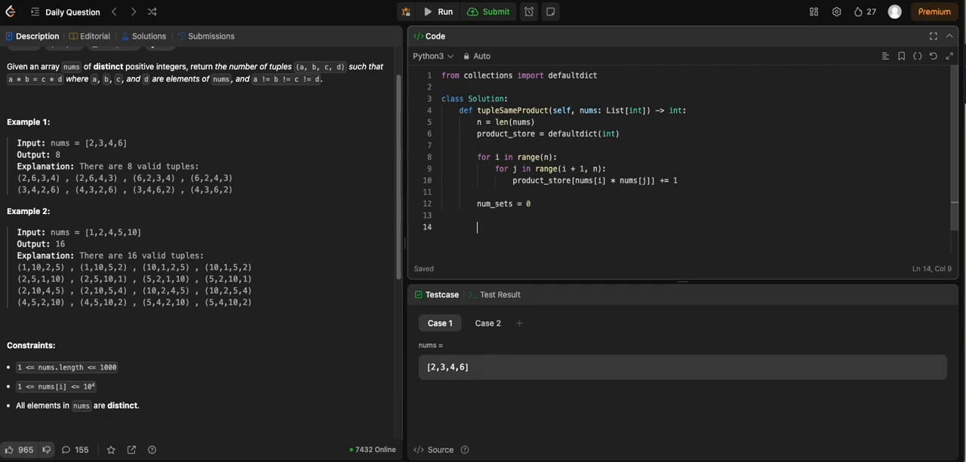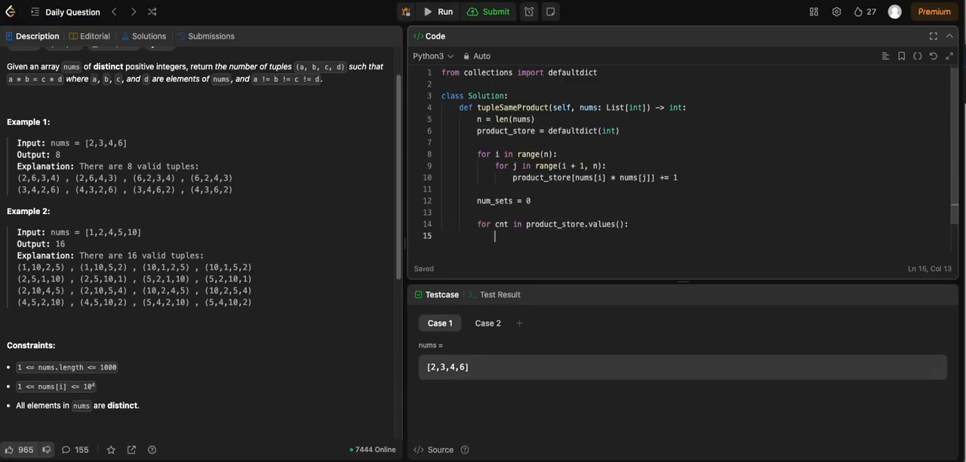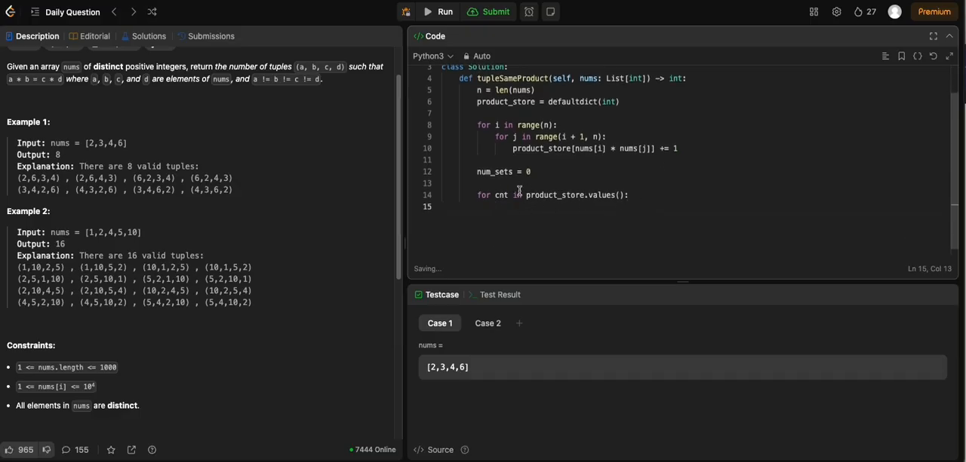Right. So we want to loop through the whole dictionary. We don't really need to know what the product is. We just need to know the frequency. Just call count in product store. Well, actually, if we don't need that, we can just do dot values. So that wouldn't get the keys. It will only loop through all the values of product store. We basically want to do numsets plus equals.